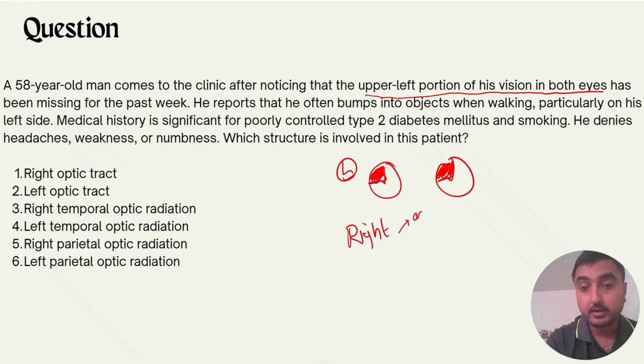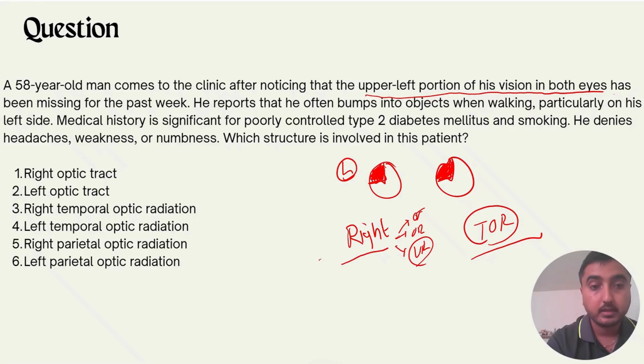It can be optic tract or optic radiation or the visual cortex, but as we discussed in our previous slide, when there is involvement of the superior portion, the lesion would be in the temporal optic radiations. So we have the involvement of right temporal optic radiation in this patient. You can draw the visual field to solve questions like these, but if you know this hack, then it will save a lot of time in the exam.